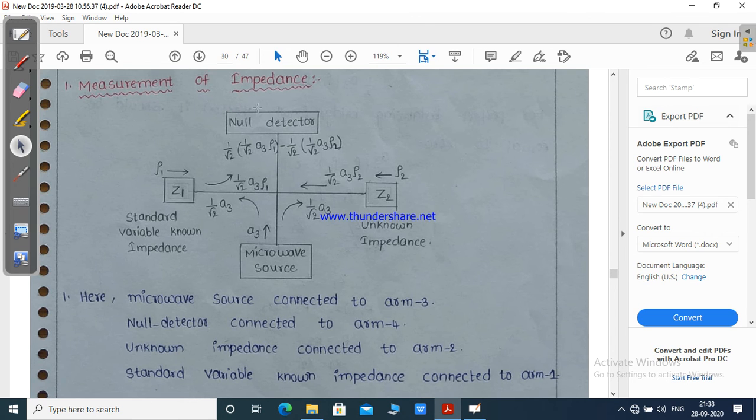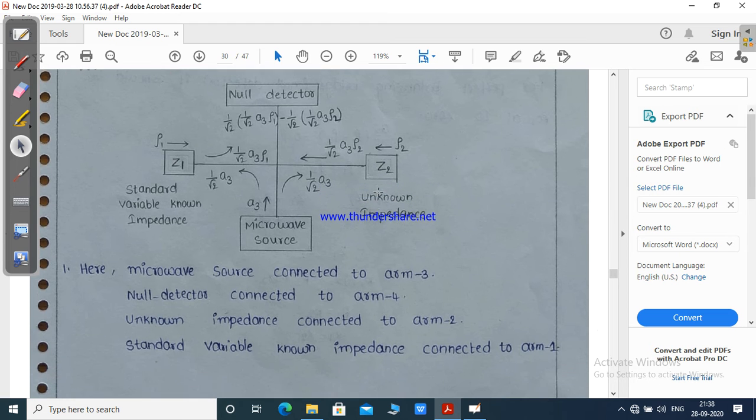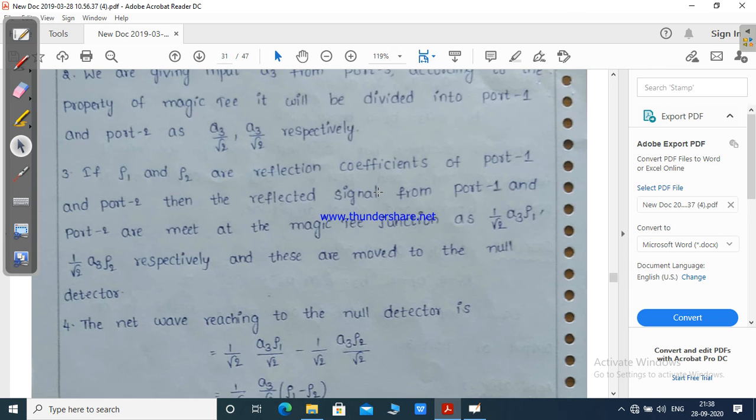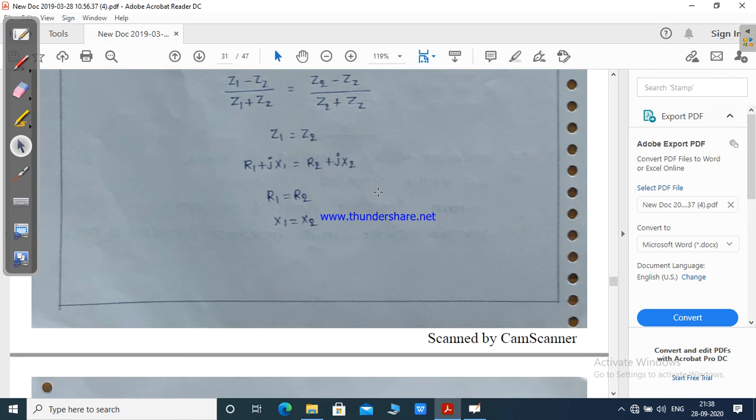Due to this, the null detector is not showing null, that is, not showing 0, it's showing some value, 1 or something. At that time, I am just varying this impedance value. At a particular value only, the null detector shows 0. At that time we can say Z1 is equal to Z2. This is the application, just to go through it. This is how it works.